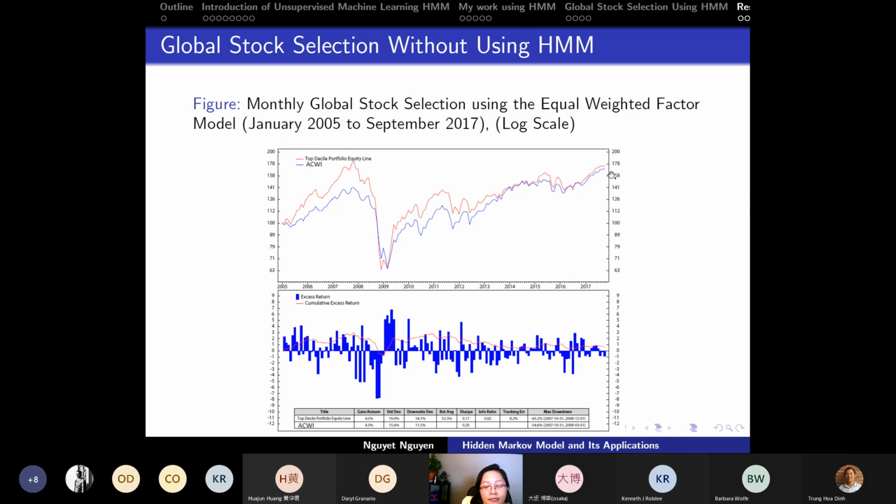So the conclusion is that using the hidden Markov model to analyze the performance of stocks based on economic indicators, to assign weights for each stock factor, will give you a better return for trading compared to the equal weighting that many people use.